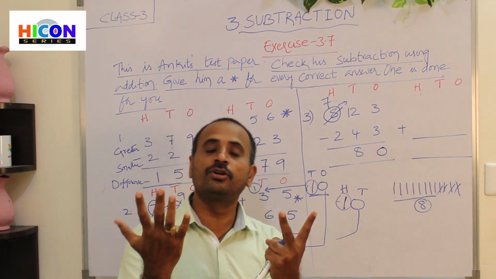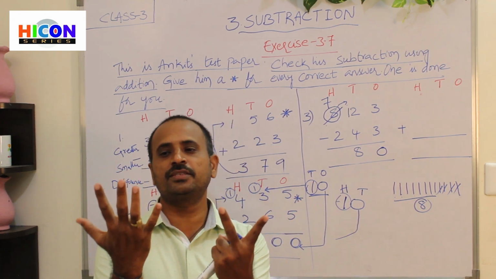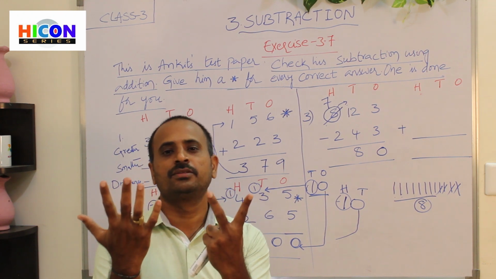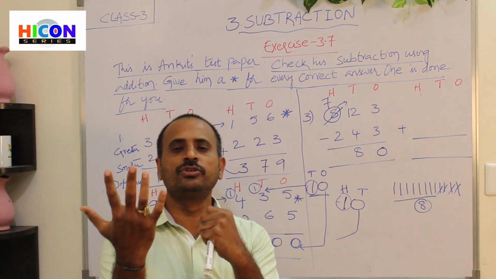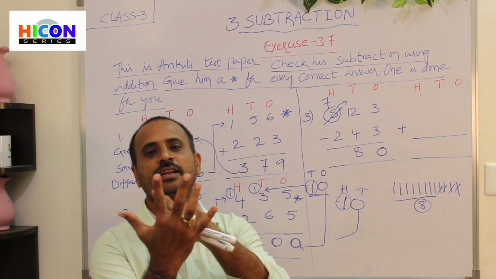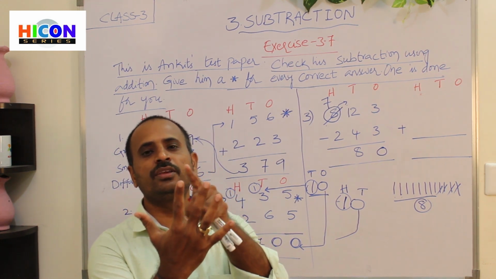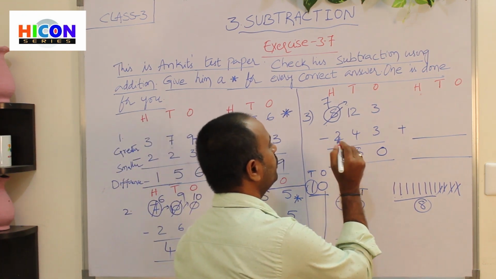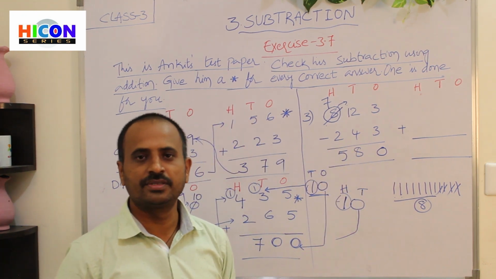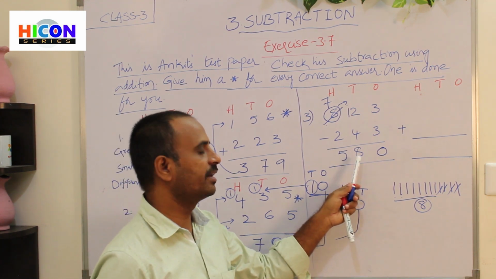What is the second number? 2. So close the 2 fingers among these 7 fingers. So children, see, I am closing 2 fingers. 1, 2. I have closed 2 fingers. How many fingers are remaining? 1, 2, 3, 4, 5. There are 5 fingers remaining. So write 5 under hundreds place. So the answer is 580.